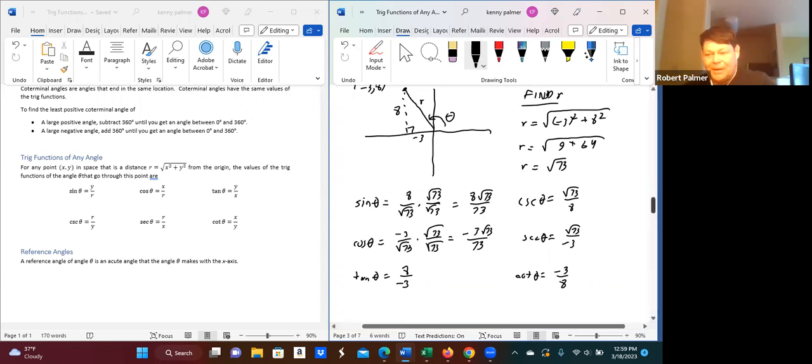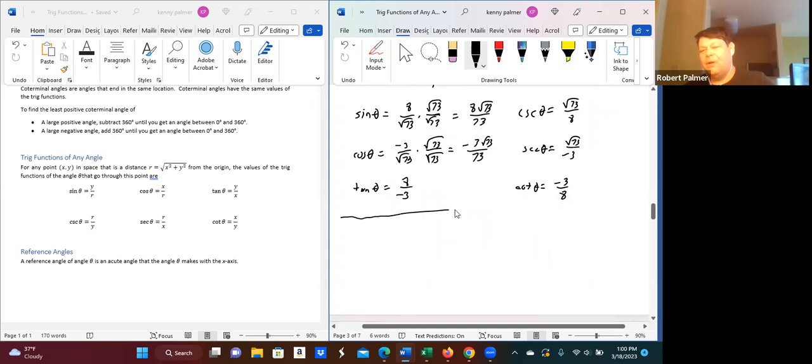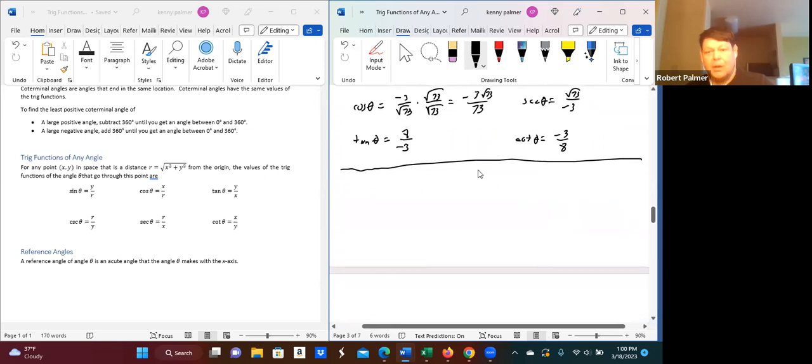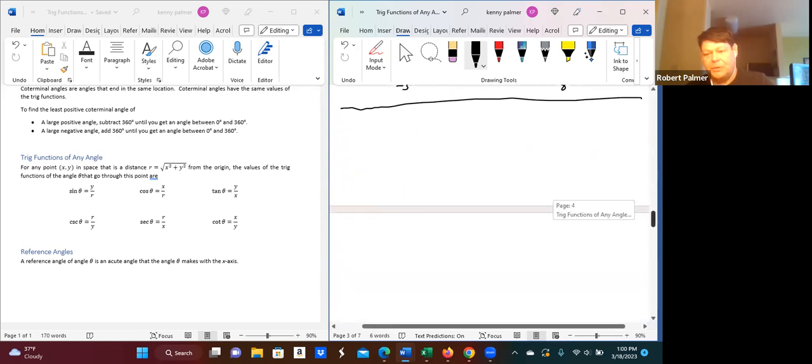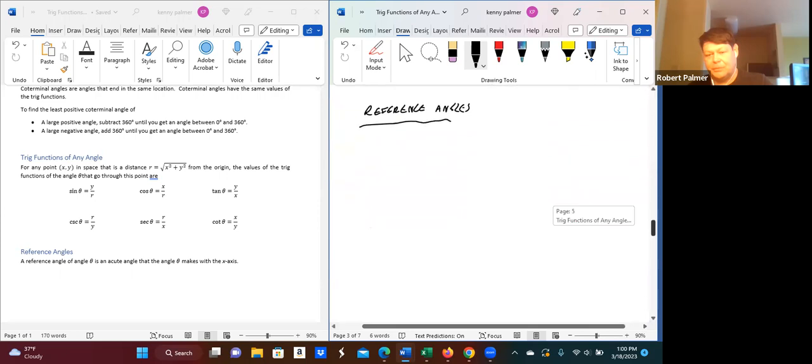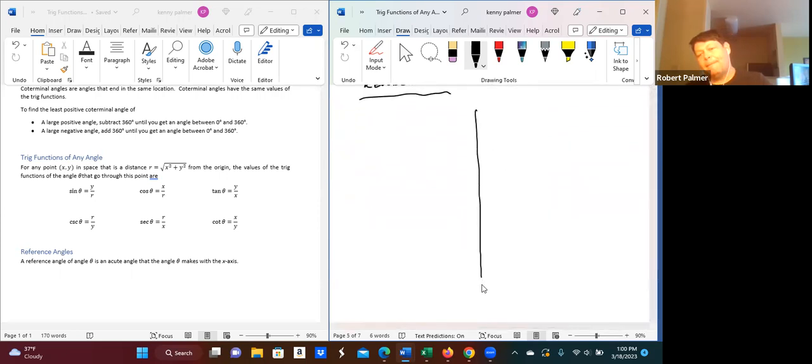Now, let's look at one more idea, reference angles, which we've already done a bit, though we didn't call it that. Let's talk about reference angles. All right, let's go down to the next page. So the idea of a reference angle depends on which quadrant you're in. A reference angle of some angle theta is the acute angle that the angle theta makes with the x-axis.